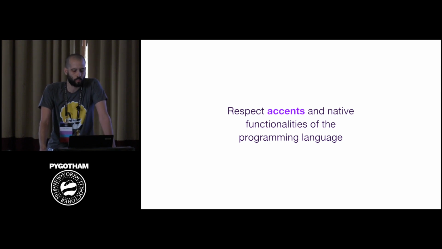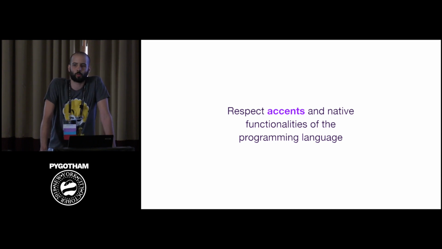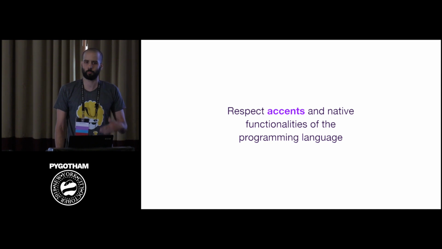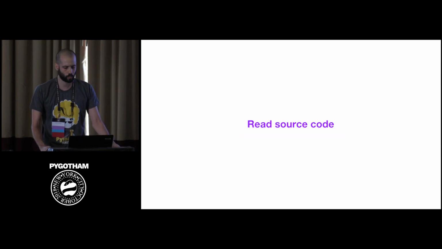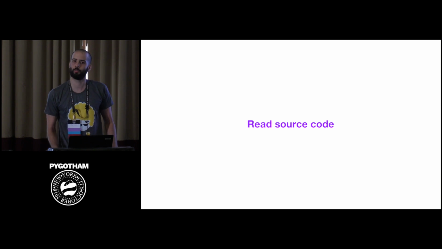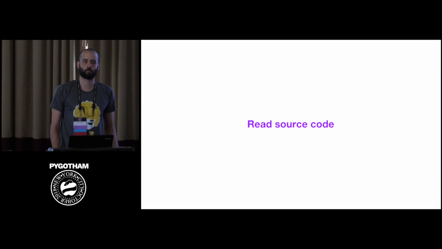Also, respect the accents and native functionalities of the programming language. As I told you, the original book was created in Java. The examples are in Java. You don't want to do the patterns in Python the way they did for Java. You want to use the features Python has, like the dynamic imports I showed, and use those in your favor. Also, some of the patterns shown in the book are built into Python, so you don't actually need to rewrite them. And read source code. That's the best way to learn about design patterns.